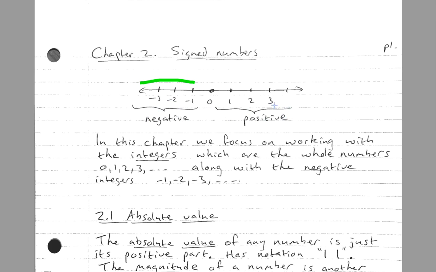Alright, so these are the integers on the number line. If you're to the right of 0, you're positive. If you're to the left of 0, you're negative, and your number has a negative sign, a minus sign out front.